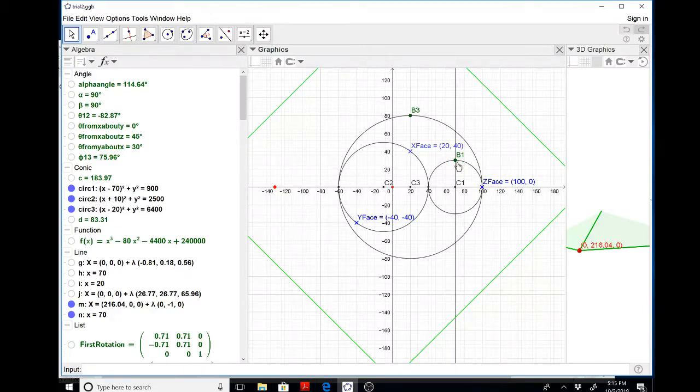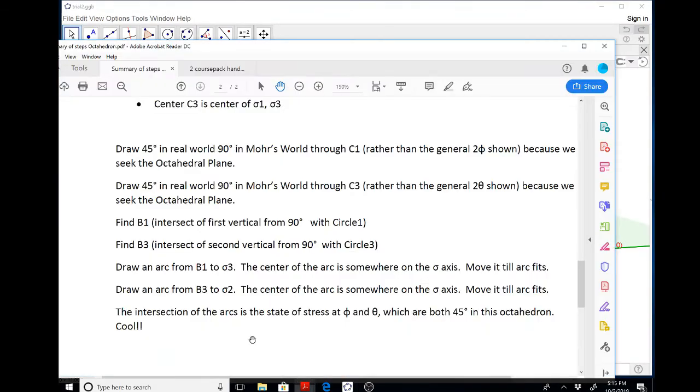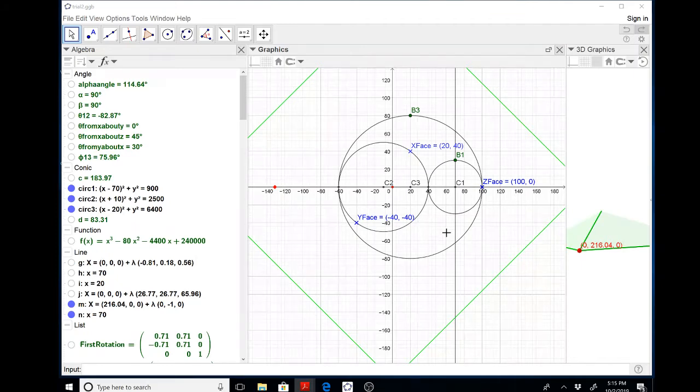And then we go from B1 to sigma 3 with a circular arc. This circular arc is centered somewhere on the x-axis. So if you're doing this by hand, and you certainly can do this by hand, I'm not saying you can't, you'll have to put the pointy edge of your compass somewhere on this line, and then you will have to adjust your compass until you have a circle going from B1 to sigma 3.